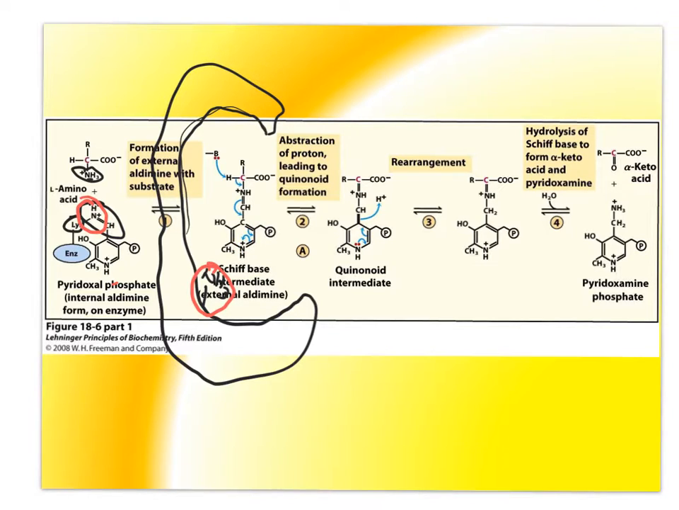And this is the important part here. This is called a quinonoid intermediate, because it looks a lot like a quinone. So we're going to see that over and over again, multiple times. These quinone or quinonoid type intermediates, a lot of times they look something like this.